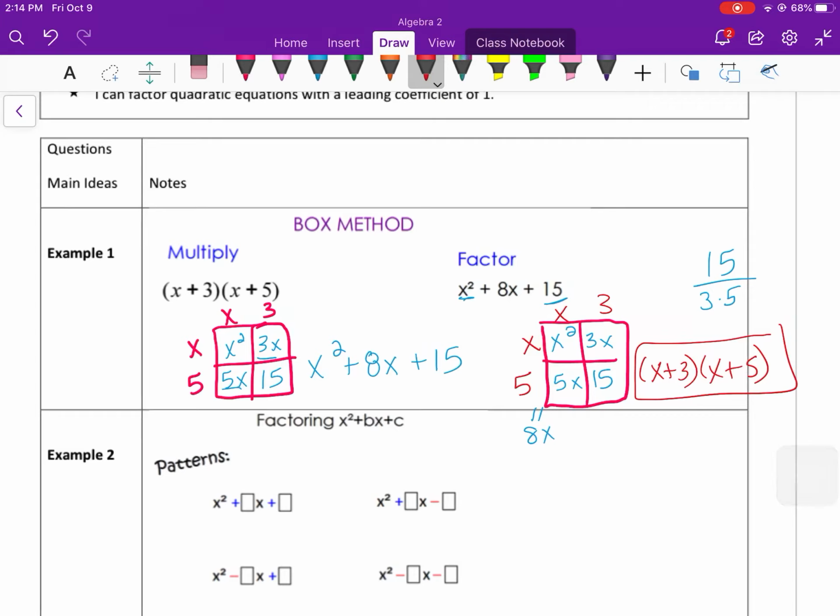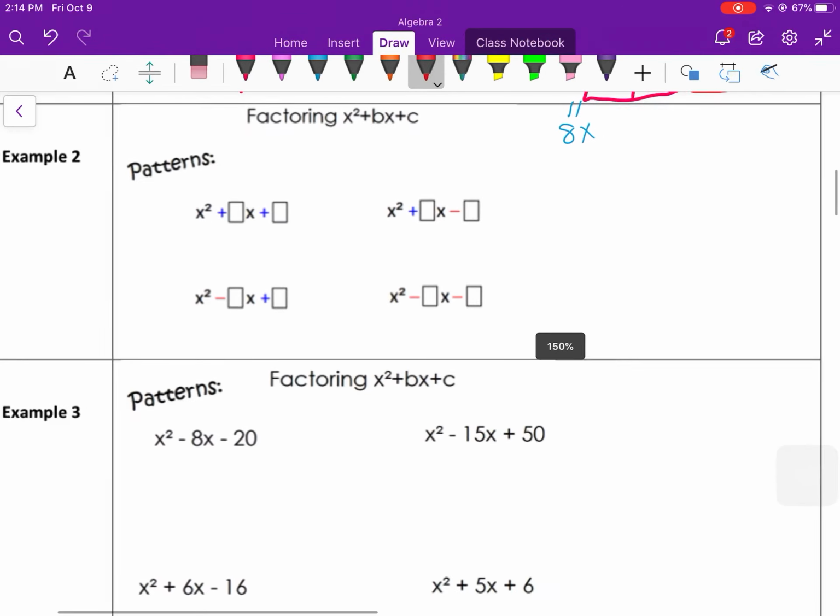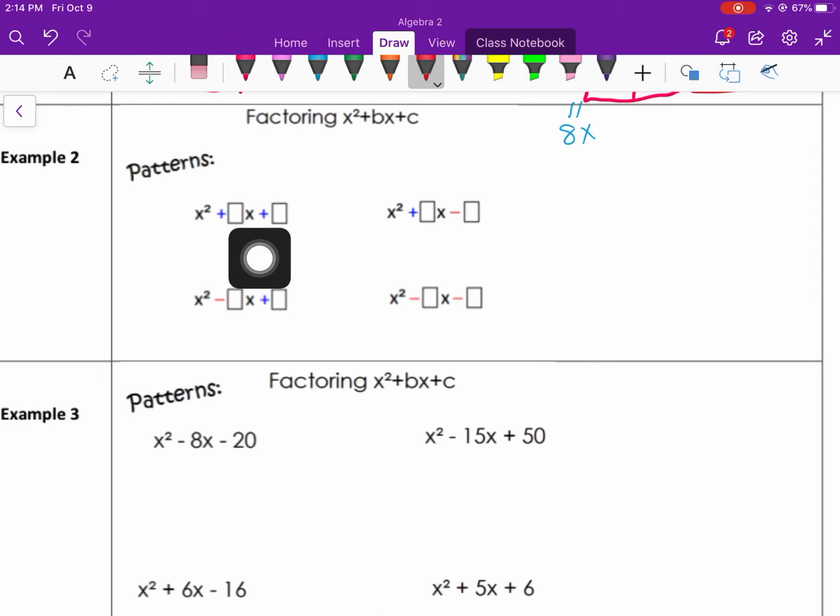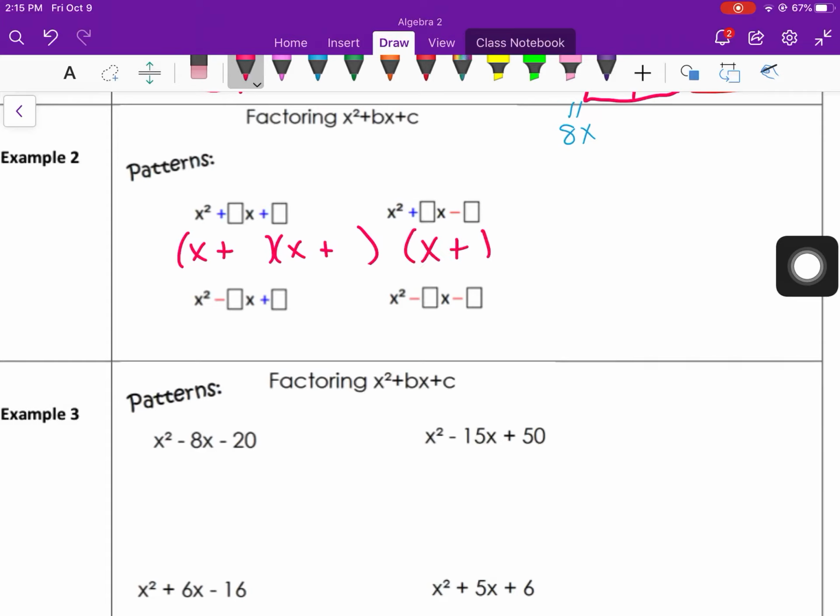The box isn't always needed, especially if your a value, your leading coefficient, is 1. You can use it every time, but it's not necessary for some of the easier problems because we have these patterns. The patterns tell us, like, if we have two positives in our trinomial, then our factors will both be positive. If we have a negative at the end but a positive in the middle, then we will have one of each, one positive factor and one negative factor, but the positive one will be the larger factor.